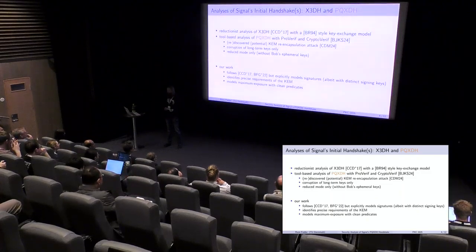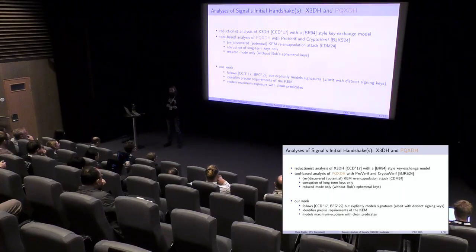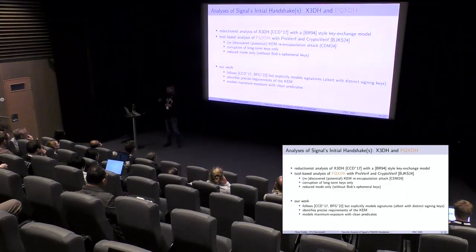Furthermore, our analysis identifies the precise requirements of the CAM that we need to prevent the CAM re-encapsulation attack. And we model the maximum exposure guarantees that Signal strives for with a couple of clean predicates. Maximum exposure means that, you remember from the previous slide, we have 5 shared secrets, 4 Diffie-Hellman shared secrets, and a CAM shared secret from which we derive the session key. And as long as at least one of them is not known to the adversary, the session key should remain secure. This is the maximum exposure security, because the maximum of everything else can be exposed.